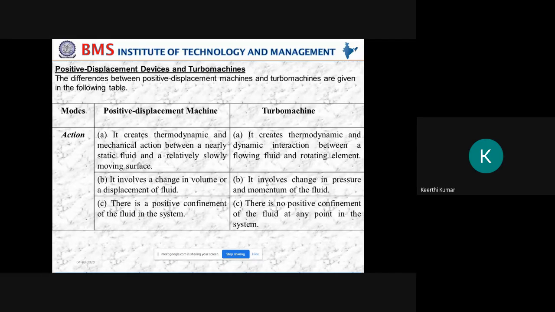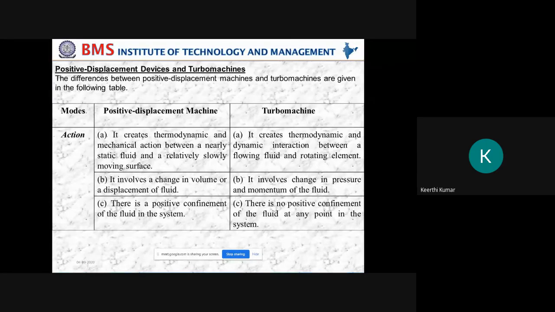But here, because of the rotary motion, there is no change in the volume, but there is a change in the pressure. Here there is a change in the volume, and here there is a change in the pressure as well, because of the reciprocatory motion. I hope you can understand. If the piston starts reciprocating inside the cylinder, what will happen? There is a change in the volume as well as the pressure. Here, in the turbo machine, there is a change only in the pressure. There is no change in the volume. These two are very important points.